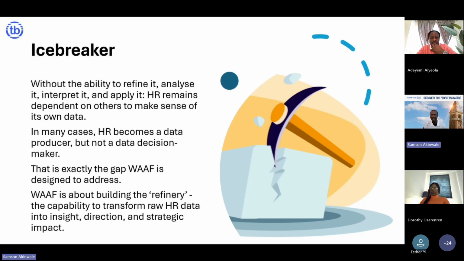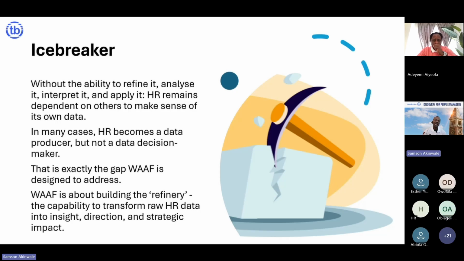Let's begin to imagine: I produce, or the people I lead produce, data by default. I have access to those data, but I do not have the capacity to refine the data to bring out more insight from it and advise top management on how to make the organization move forward. Then I'm at the mercy of some people who have this capacity and who may not necessarily even be HR. So in many cases, HR becomes a data producer, but not necessarily a data decision maker. And more often than not, that is the situation where most HR find themselves.